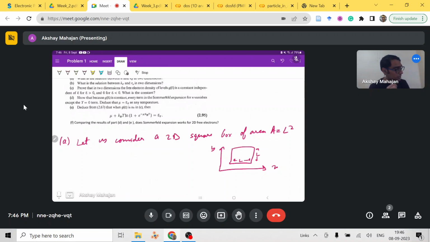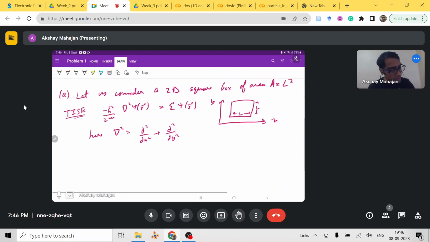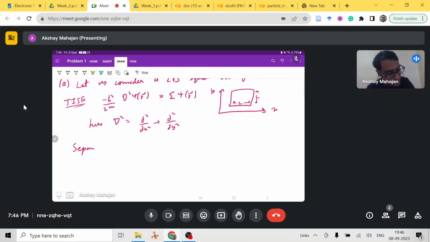Right, now from the time independent Schrodinger equation, TISE, we have minus h bar squared by 2m del squared psi of r vector equals epsilon times psi of r vector. Now for the 2-dimensional case, del squared will be equal to, I am taking x and y here, del squared by del x squared plus del squared by del y squared. Alright, then again we will use the same separation of variables.